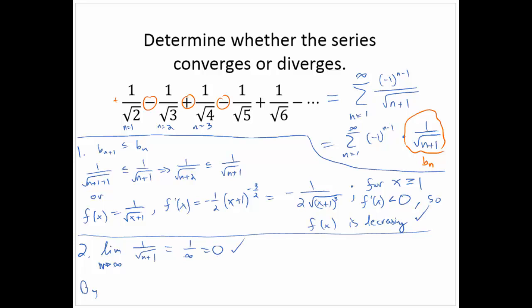So by the alternating series test, sigma n equals 1 to infinity of negative 1 to the n minus 1 over the square root of n plus 1 converges.